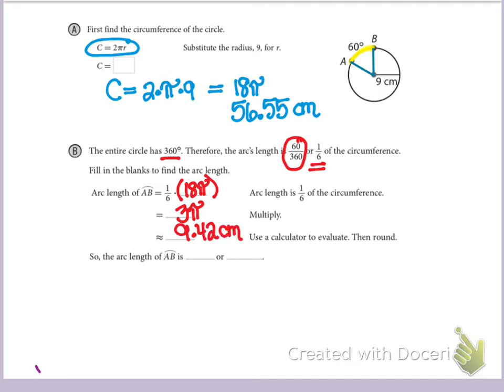So that's how far it is to walk from A to B: a sixth of the 56.55 centimeters, or 9.42 centimeters. Again, I don't see anywhere in here where they ask us where to round to, so I went to 2 decimal places, but just watch. It doesn't say where to round to specifically that I can see. So the arc length of AB is 3 pi, or approximately 9.42 centimeters.